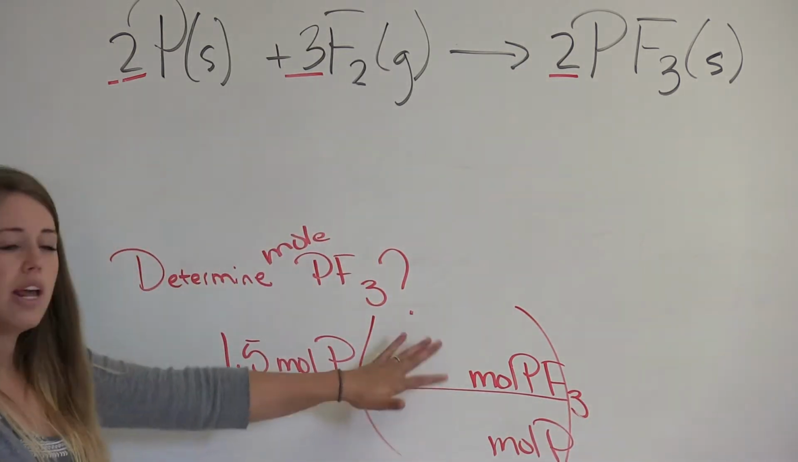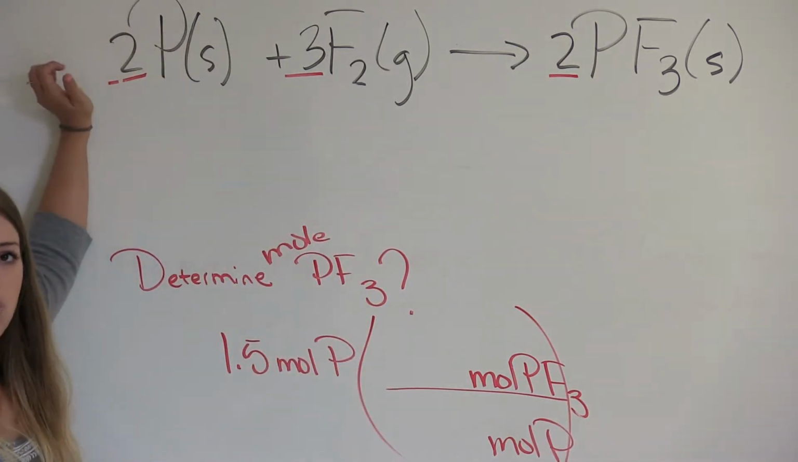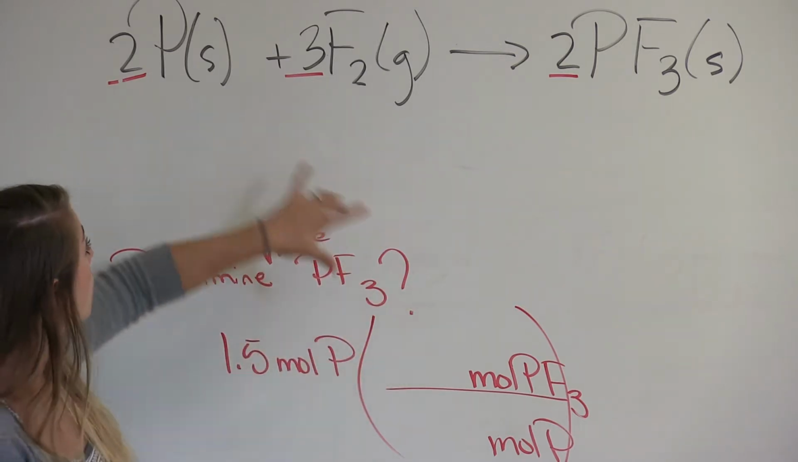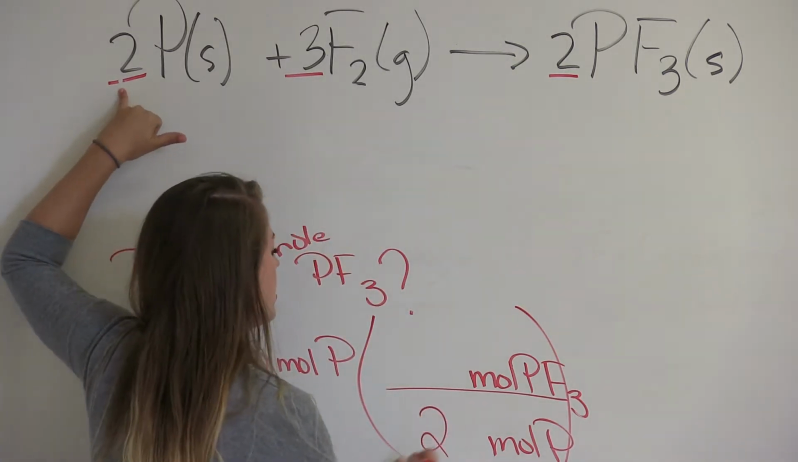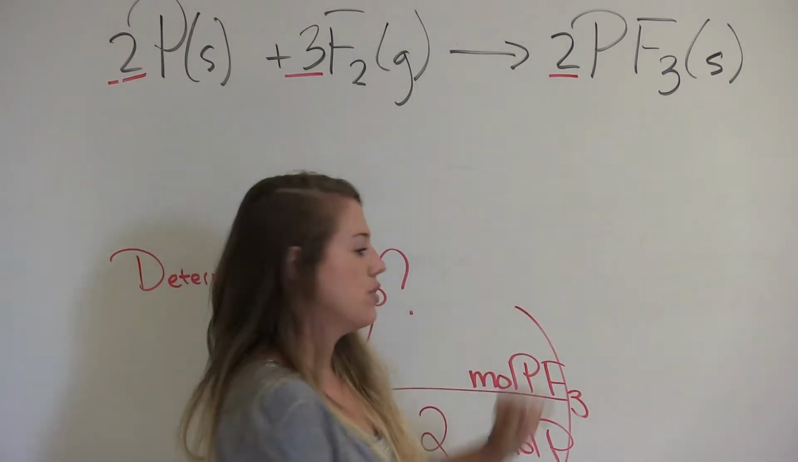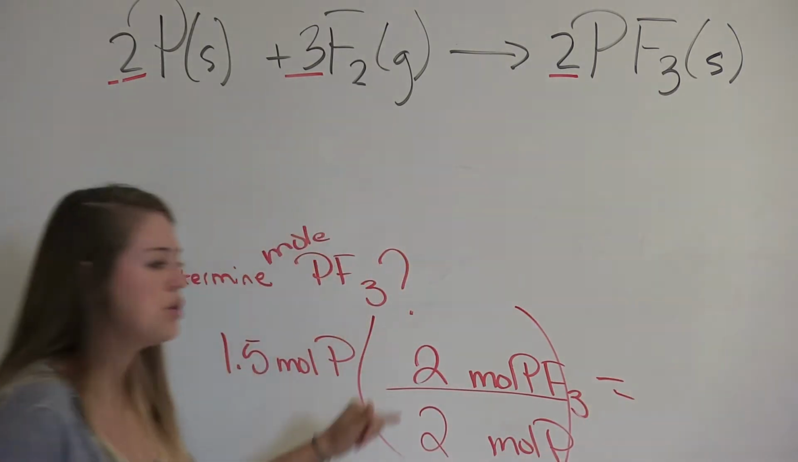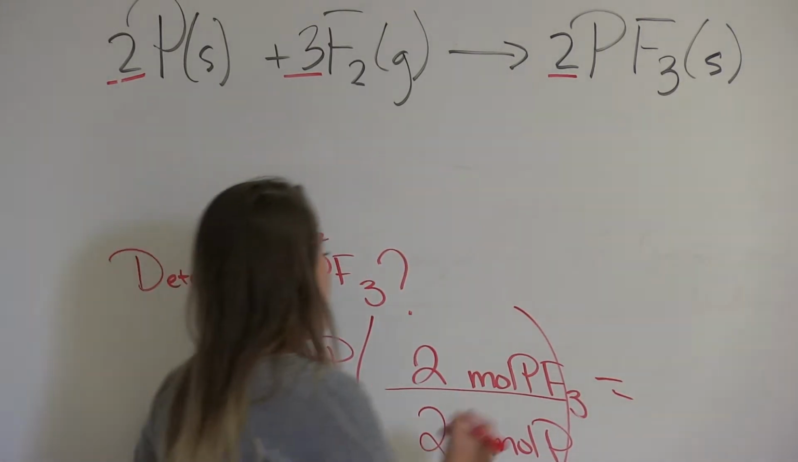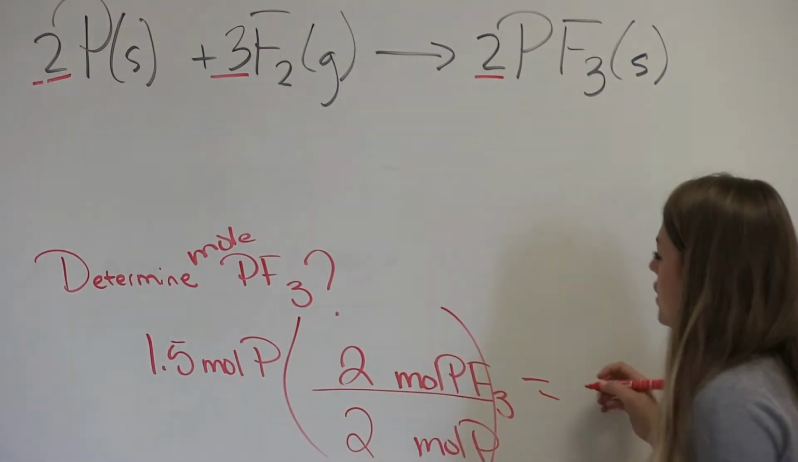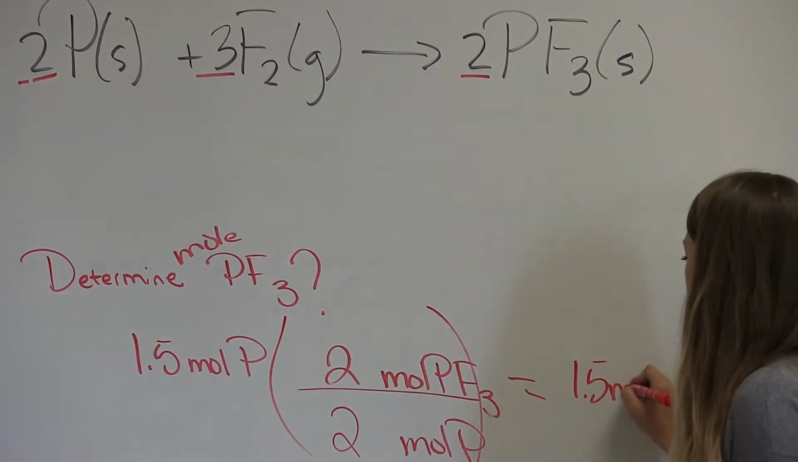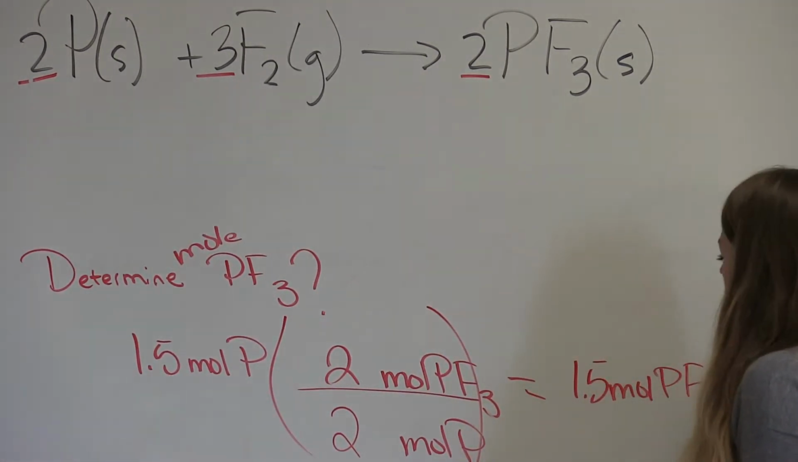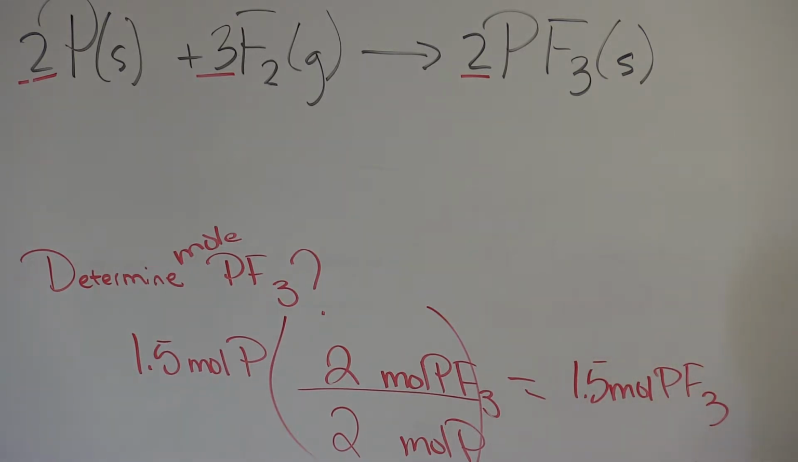Now to get our mole ratio, we go to the balanced chemical equation. If we look at the balanced chemical equation, we've got 2 moles of phosphorus and 2 moles of phosphorus trifluoride. Well, 2 over 2 is 1. So if this reacts, we form 1.5 moles of phosphorus trifluoride. Okay, let's do another one.